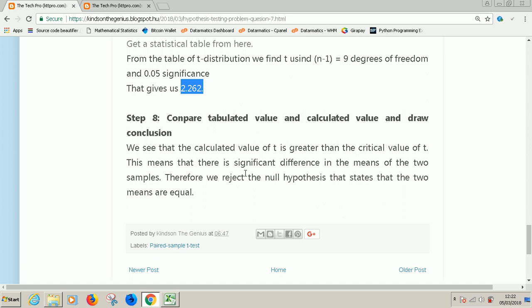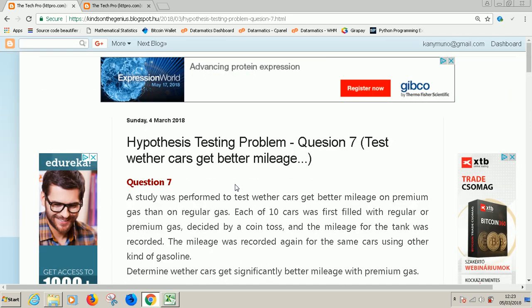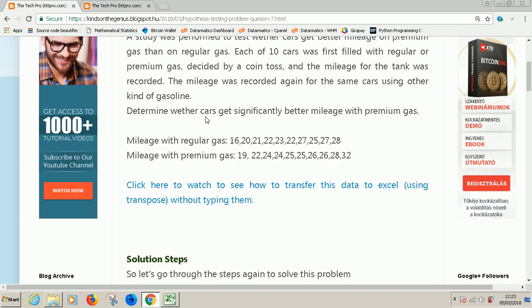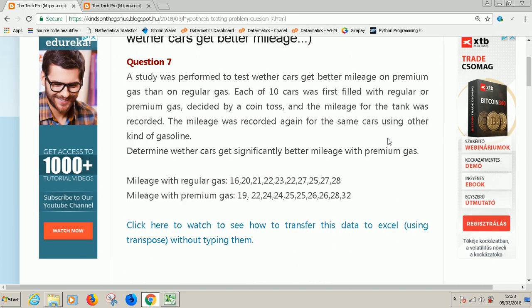This means there is significant difference in the means of the two samples. Therefore, we reject the null hypothesis that states that the two means are equal. The two means are not equal. From our test, we see that there is significant difference. Coming back to the problem, how do we now answer this question? We can now say that cars get significantly better mileage with premium gas. So we can advise the company to continue using premium gas because it's better than regular gas.